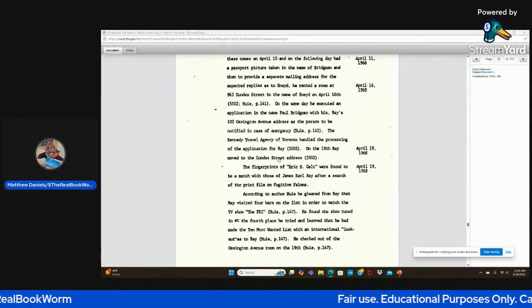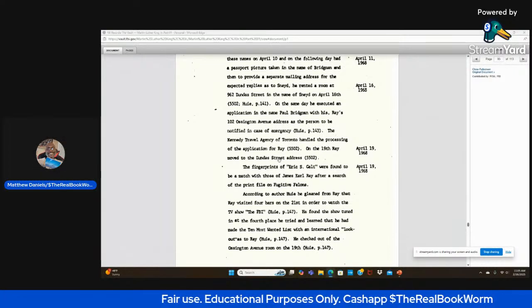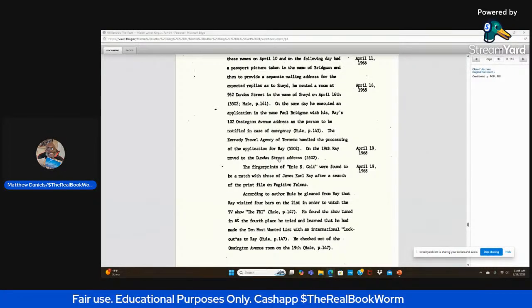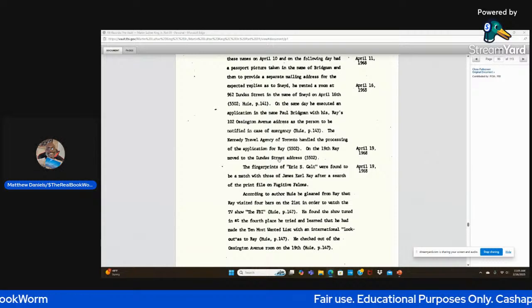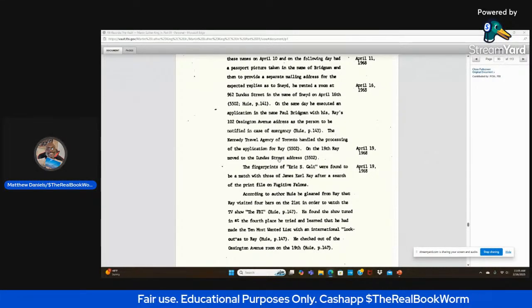How is he paying for these apartments and hotels? That's the $1 million question. How is he paying for this stuff? You get what I'm saying? Where is he getting the money from? He's getting the money from Raul.